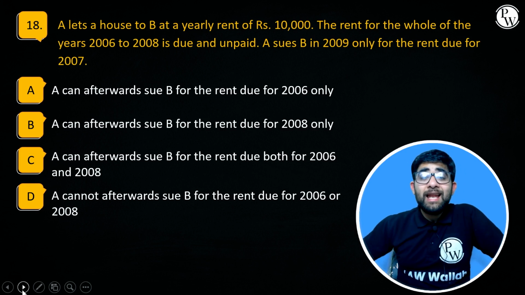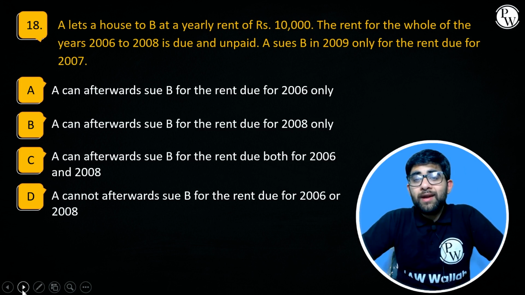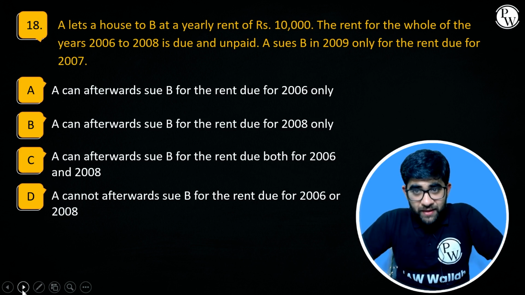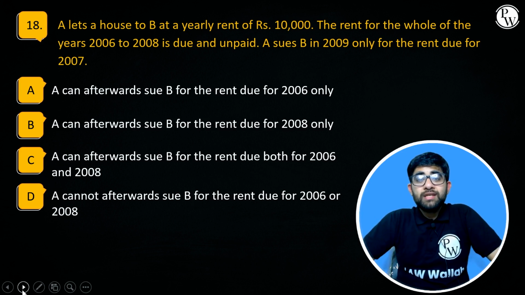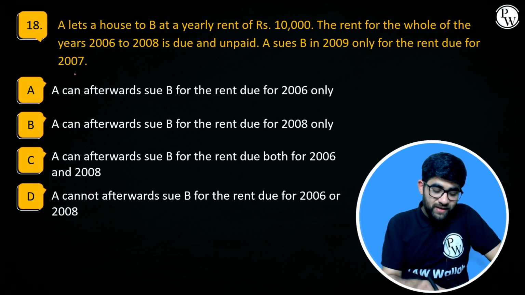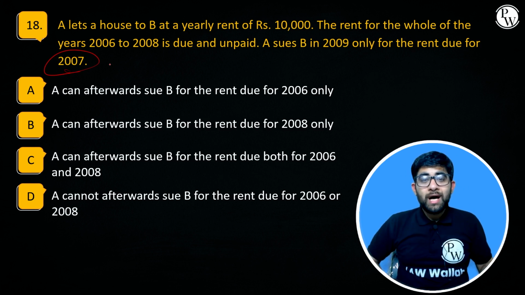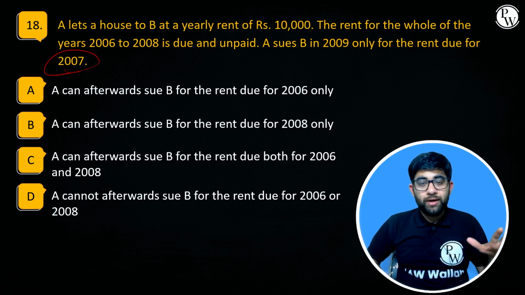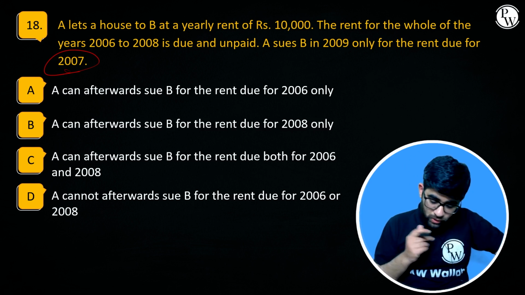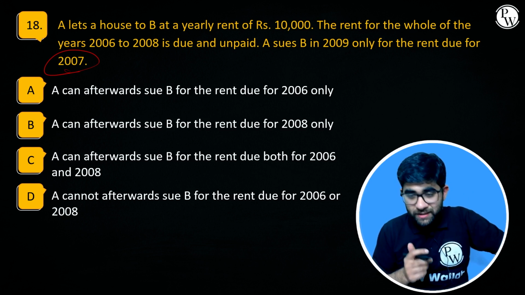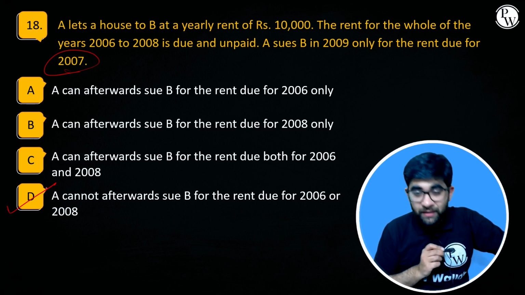Next, A lets a house to B at yearly rent of rupees 10,000. The rent for the whole of the years 2006 to 2008 is due and unpaid. A sues B in 2009 only for the rent due of 2007. So the answer to this is A cannot afterwards sue for rent of 2006 or 2008. So the answer to this is again D.